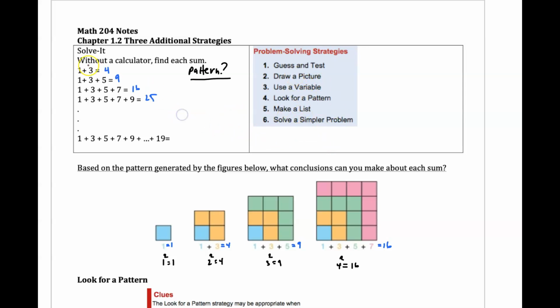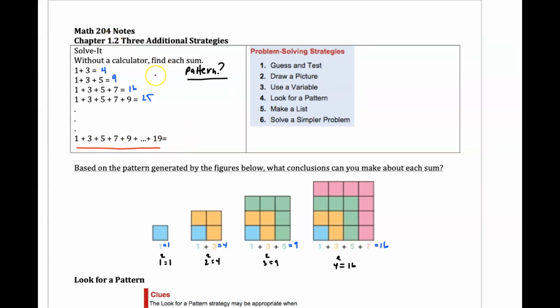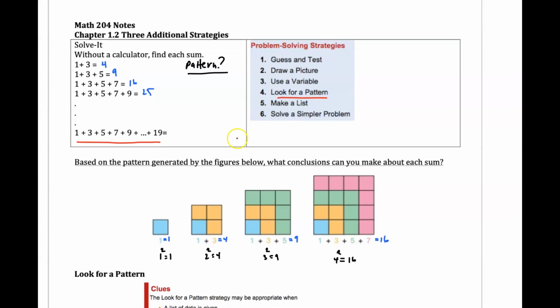So in this case here, without a calculator, find each sum. So you can see 1 plus 3 is 4, and so forth as you see. The question is, can you quickly add up 1 plus 3 plus 5 all the way to 19? One of the first things, in addition to making this list, is looking for a pattern. That is what we want to keep in mind here.